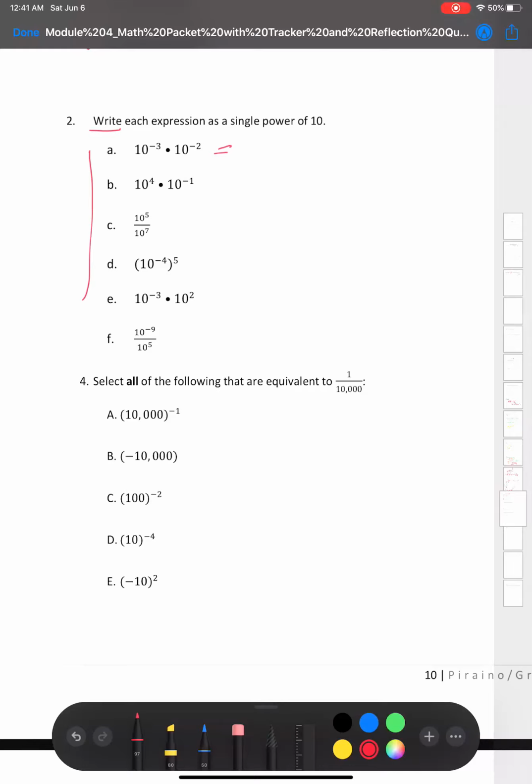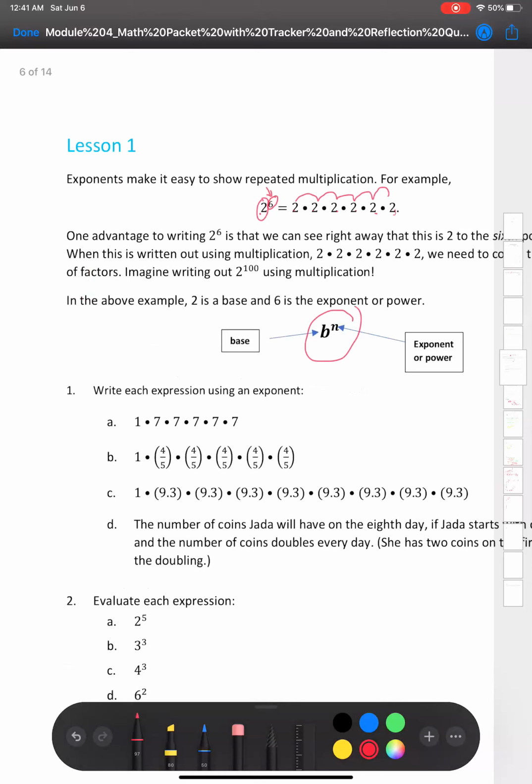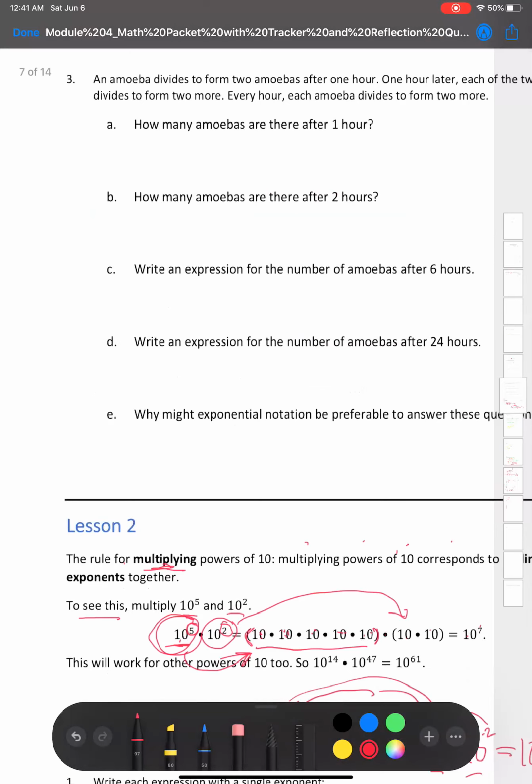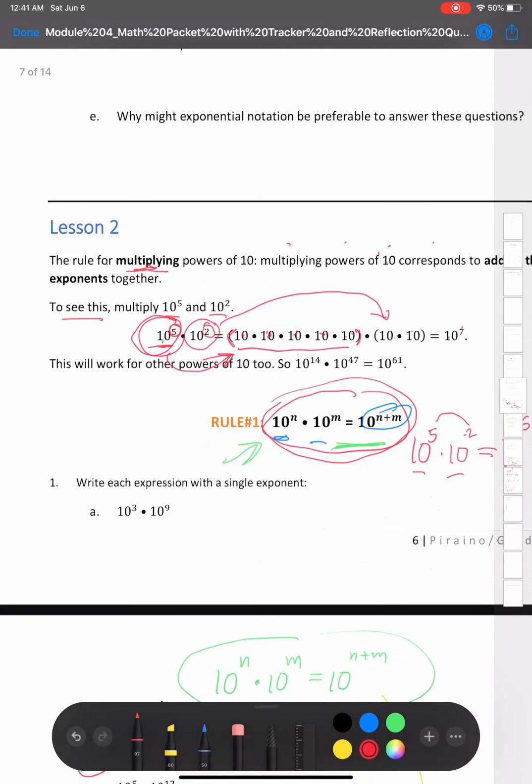So there's two things going on here. You have a negative exponent, but you also have two powers of 10, and the problem is asking you to write it as a single power of 10. We know from rule number 1 that when we are multiplying two powers of 10, we're going to add those exponents.